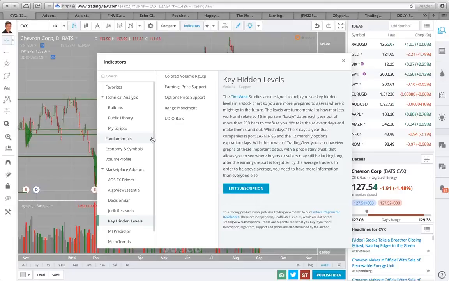Tim West here. I'm here to show you Chevron and how the key hidden levels can add to your ability to define entry and exit areas on a chart.